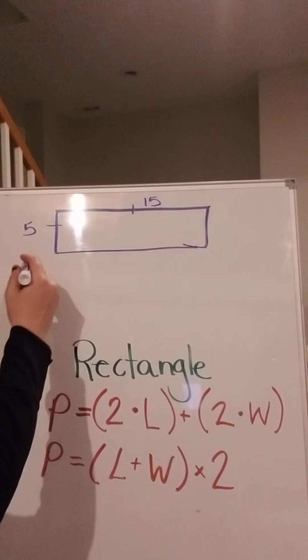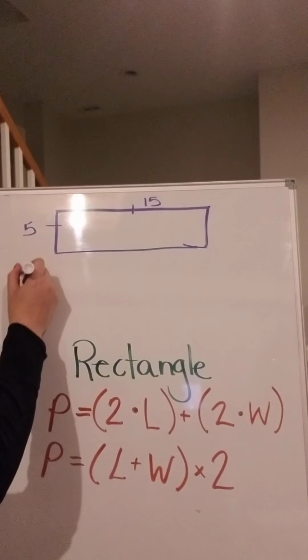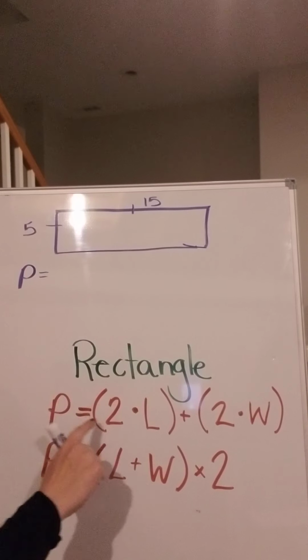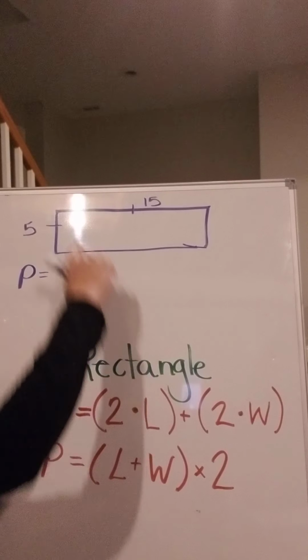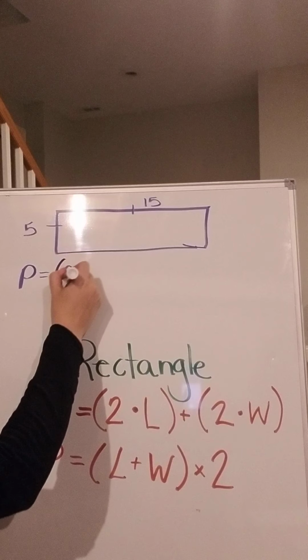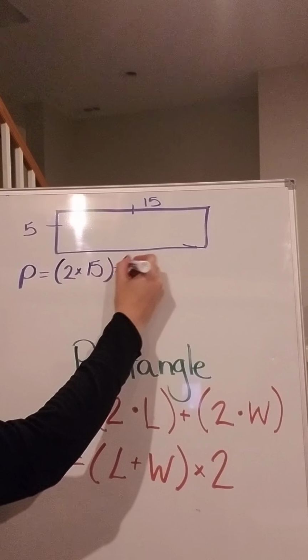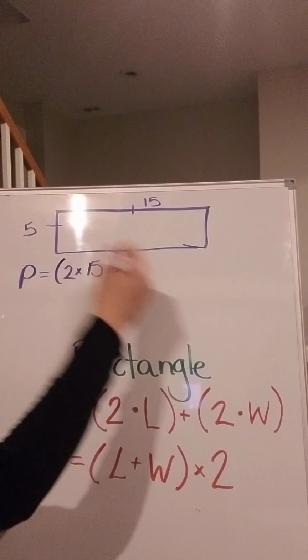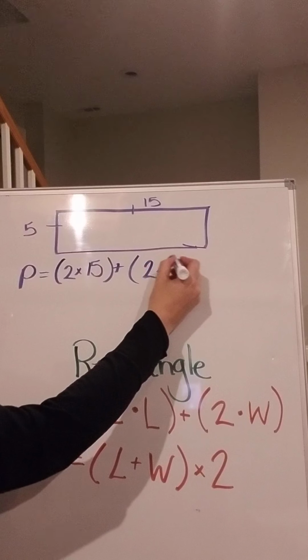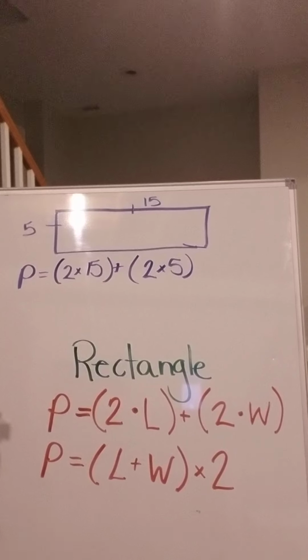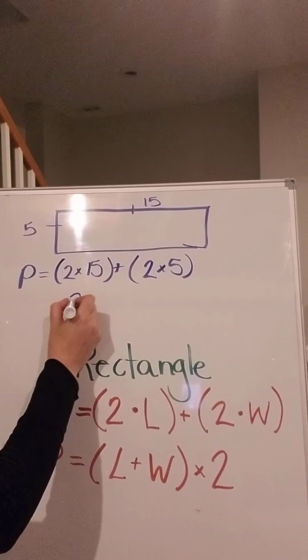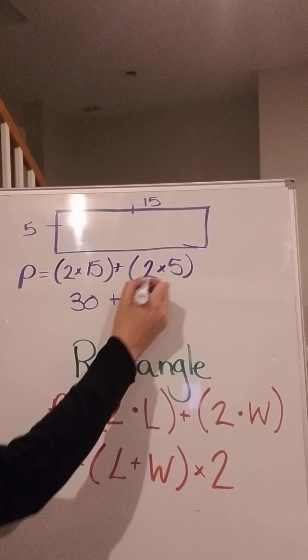So let's put this into use. So let's do the first formula. P equals 2 times the length. Well, here's the length. 2 times 15 plus 2 times the width. So 2 times 5 is going to get us the perimeter. We know 2 times 15 is 30, plus 10.